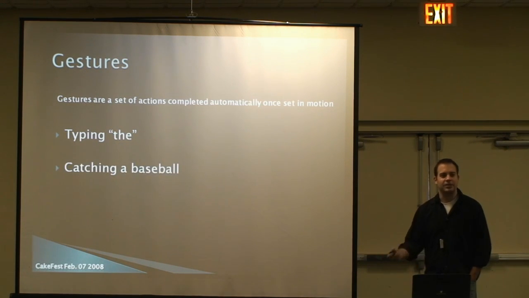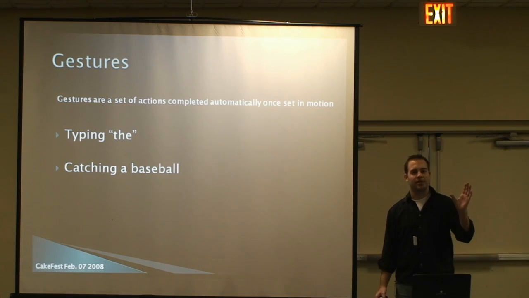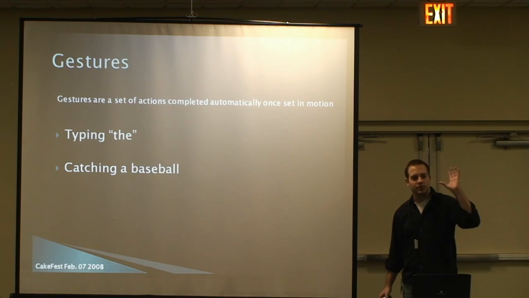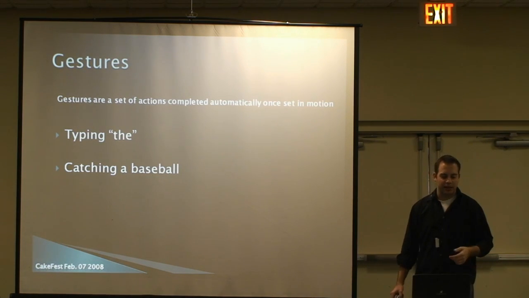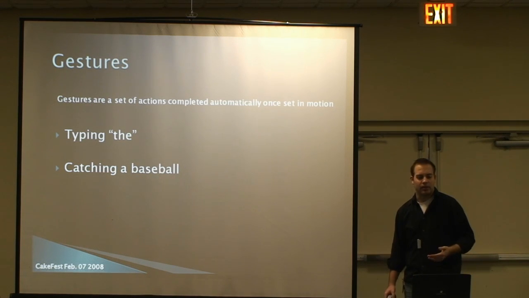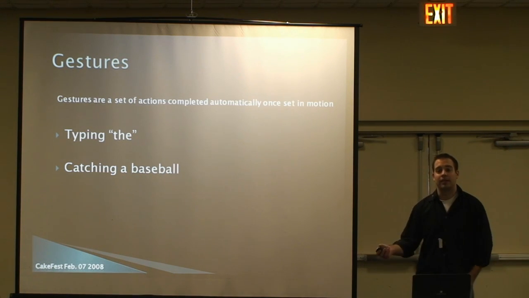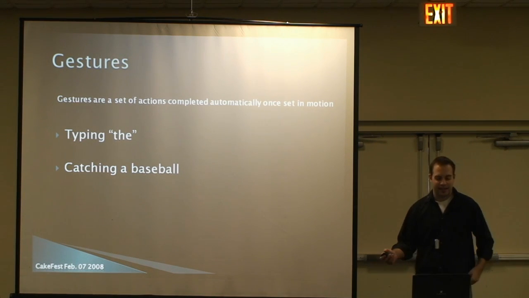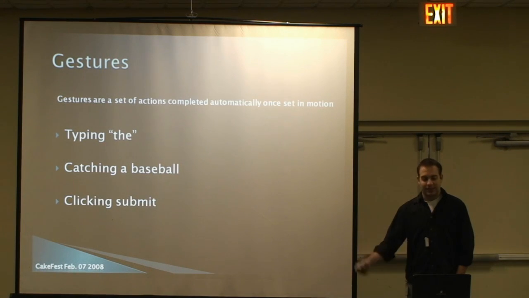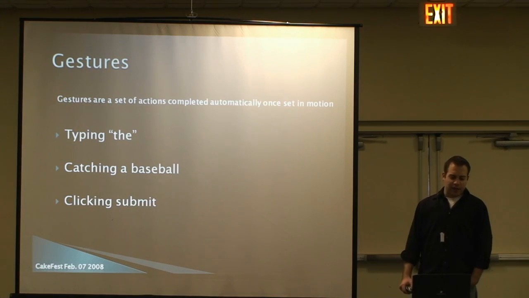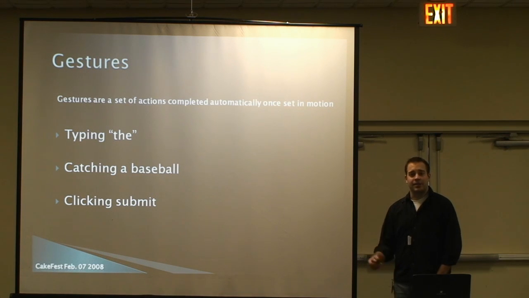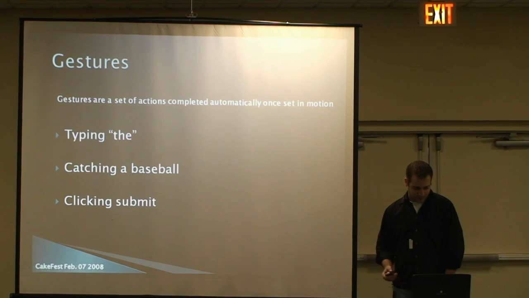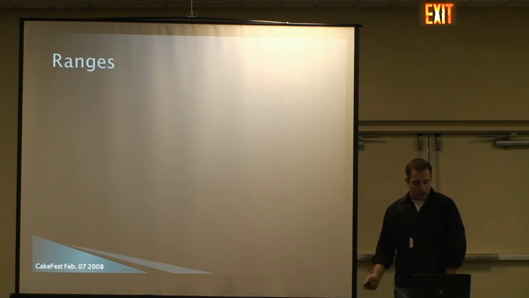Another example would be catching a baseball. You don't think, okay, watch the baseball till it hits my glove, close my hand. It's a reaction. You look at it, follow it, and catch it in the glove. Basically, reactive things are gestures: pointing, clicking, double clicking. You don't think click once, click twice, a couple milliseconds later. You double click. In the flashlight example, a gesture would be clicking the button to change the mode. We'll go into that a little more.